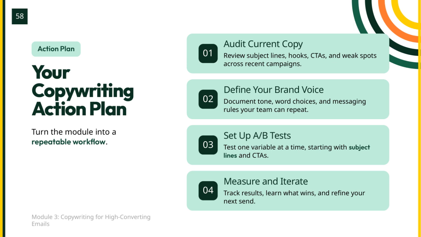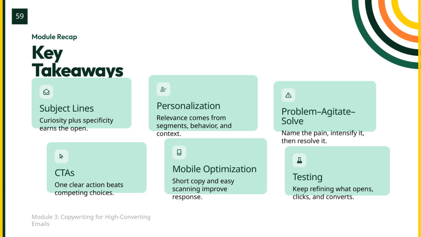high-performing emails. To wrap up Module 3 on copywriting for high-converting emails, let's revisit the key takeaways. First, crafting compelling subject lines is crucial. Combining curiosity with specificity significantly boosts open rates. Personalization matters too. Relevance stems from understanding your audience through segmentation, behavior, and context.